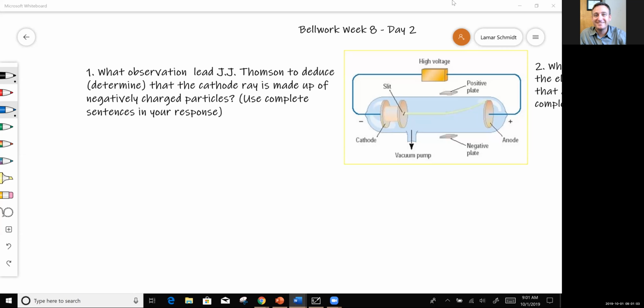So on question number 1, we have: what observation led J.J. Thomson to deduce or to determine that the cathode ray is made up of negatively charged particles? And you're going to use complete sentences in your response.